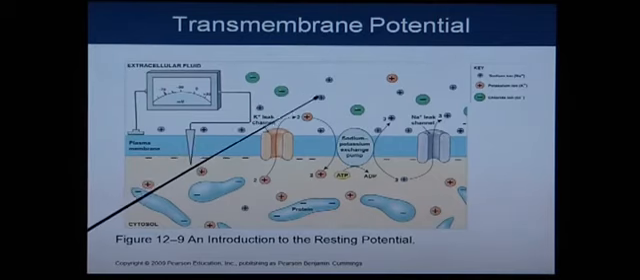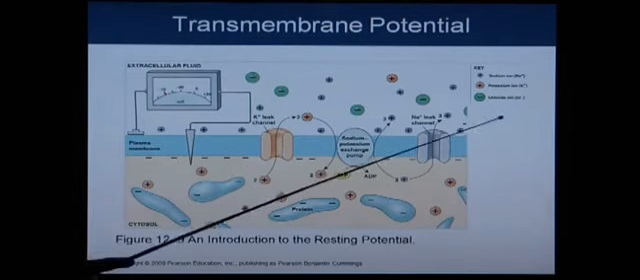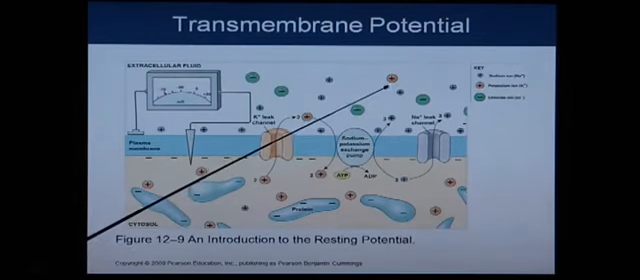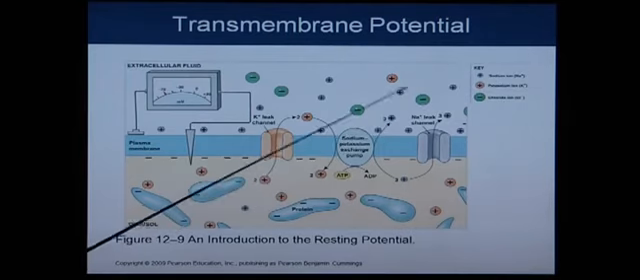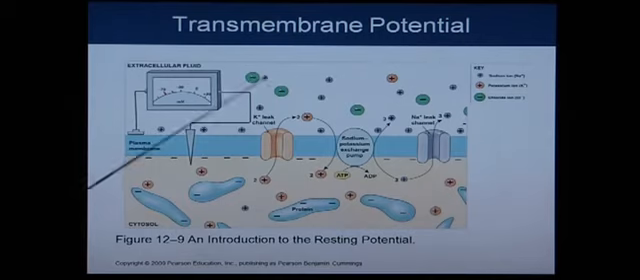Outside the cell, we see two things. We see these green circles, which represent chloride, and we see these purple circles, which represent sodium. Notice there's a lot of sodium and chloride outside the cell, but not a lot inside the cell, and that matches what we just looked at. So a lot of potassium on the inside and a lot of sodium and chloride on the outside.